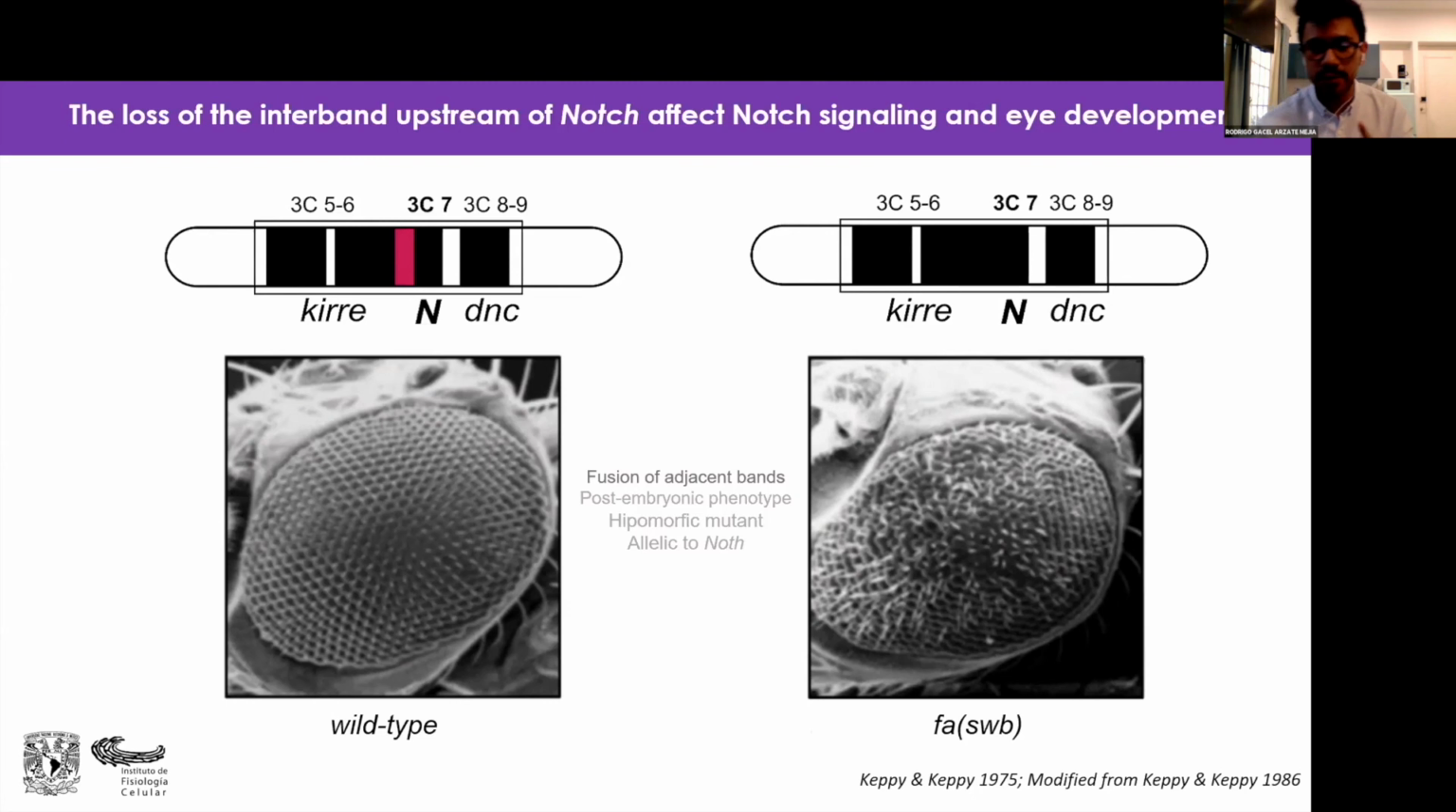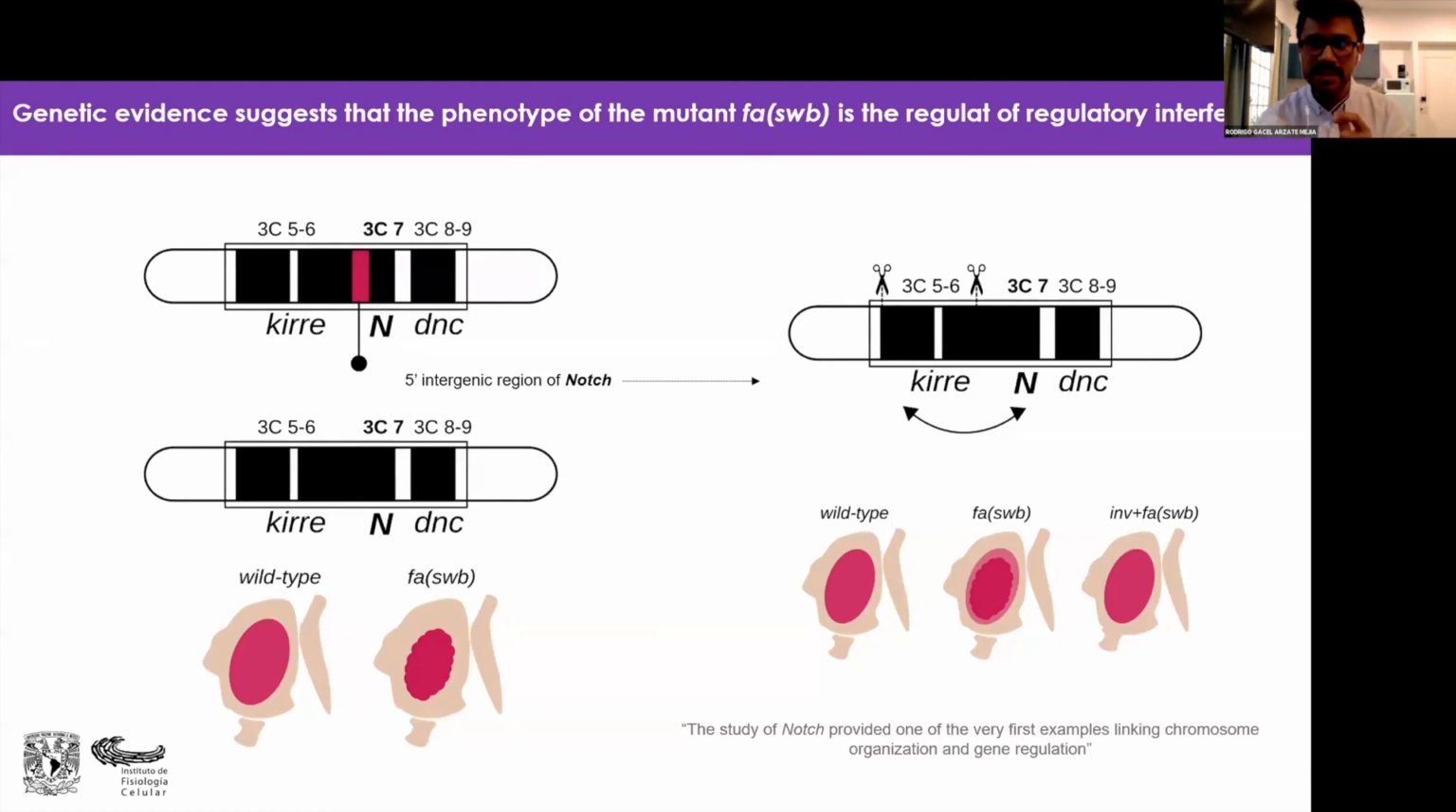It was not located in the promoter, and the deletion of this sequence, which was about 800 base pairs, was sufficient to result in the fusion of the adjacent bands. So back in that time, it was proposed that this could be a chromatin insulator, based just on the cytogenetic and histological evidence. What was very interesting to us was to find out that people could revert the phenotype just by inducing inversions or deletions of sequences upstream of Notch or downstream of Notch, which suggested back then that probably this interference with Notch function was due to unspecific regulatory interactions with sequences nearby.